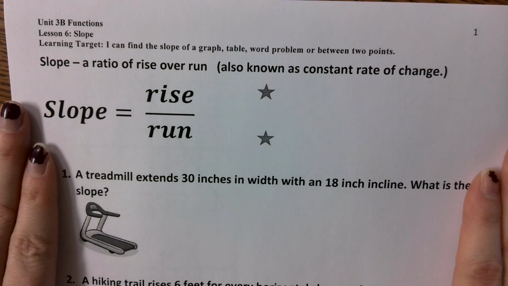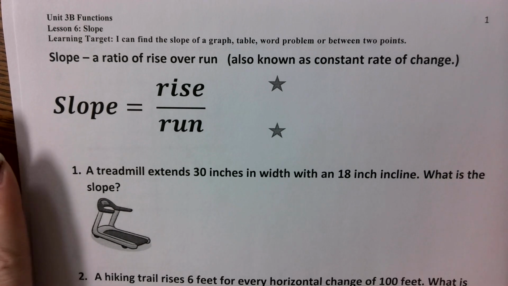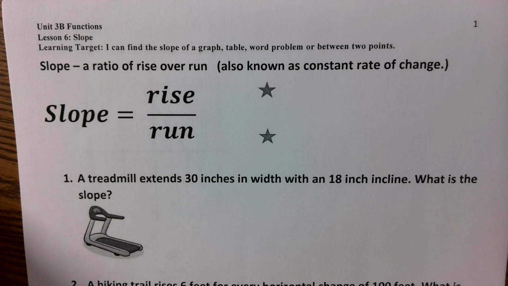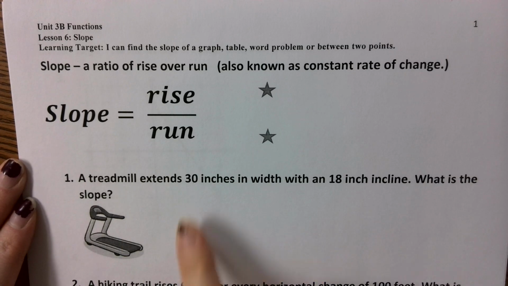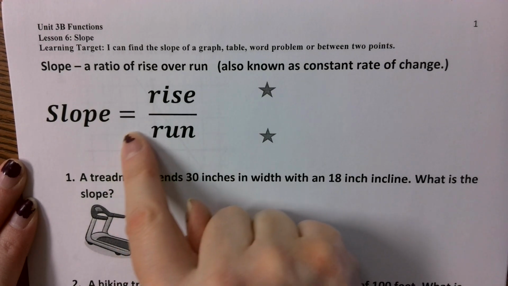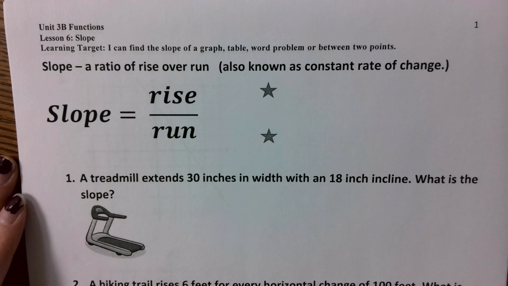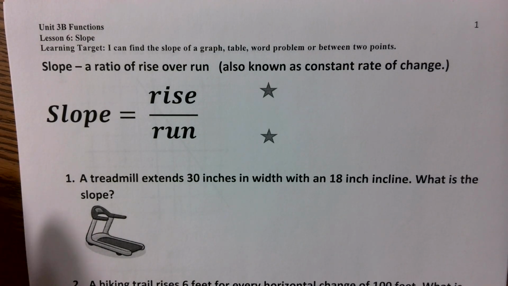The first thing that we're going to do is talk about the idea of slope. Remember I told you guys when we were talking about constant rate of change, CRC, I said that was also known as the slope when we're talking about a graph. As you are consistently rising and then consistently running, those would be your change of your y's and your change of your x.